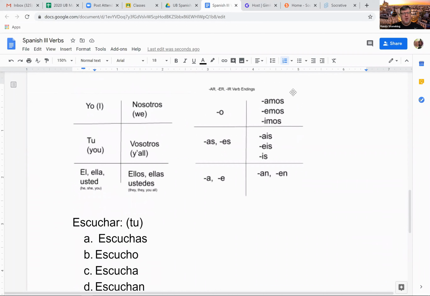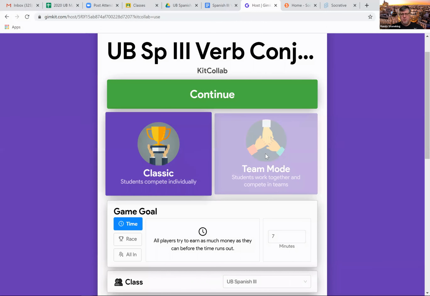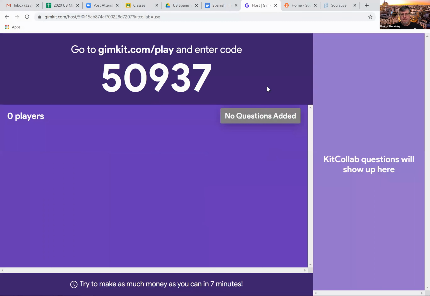You're going to need to open a new tab. You're going to need to go to Gimkit. Let me go here. And I'm going to click continue. So you guys are going to go to gimkit.com/play. That web address is right here, gimkit.com/play. And then you'll put in that game code when you get there. Okay.